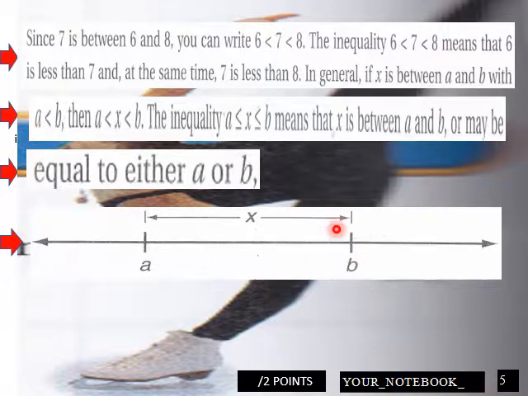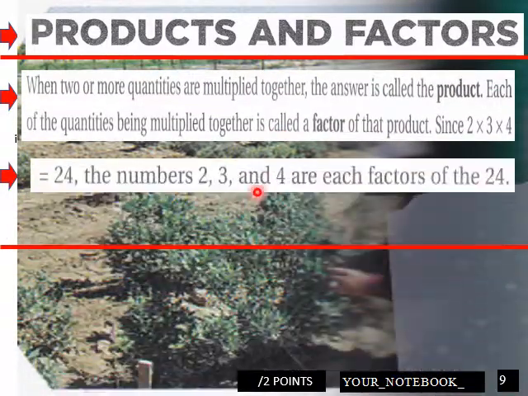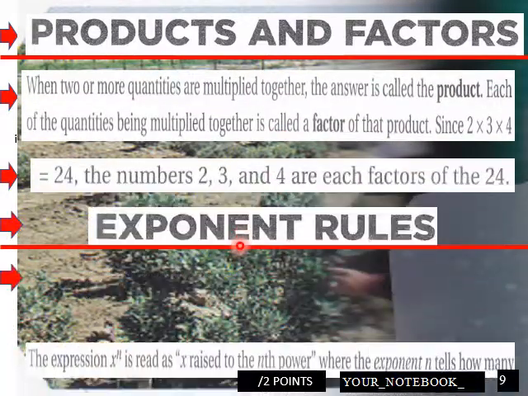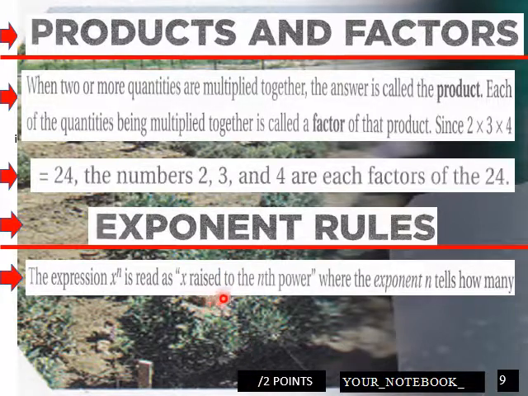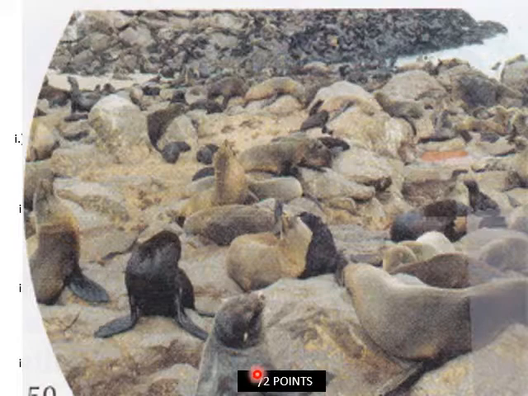And number line location and graphing solutions on a number line, like this compound inequality here, although this should be a solid dot here to graph that. Products and factors, exponent rules. The expression x to the eighth is x raised to the nth power, x to the nth, where the exponent n tells how many times the base x is used in a multiplication of x.